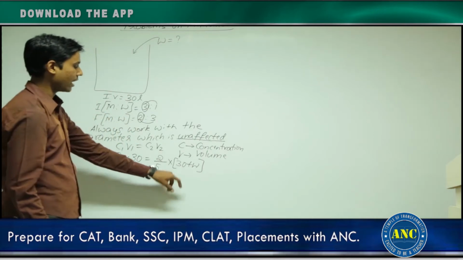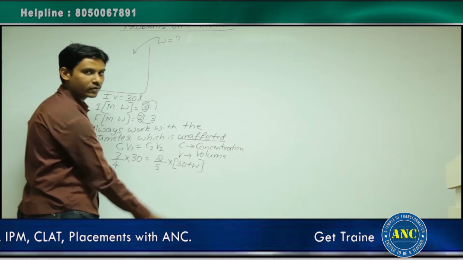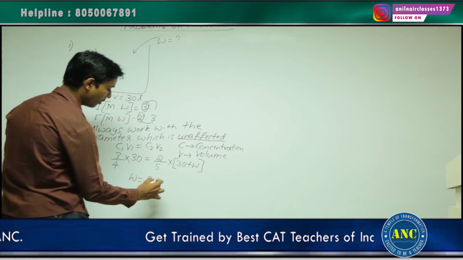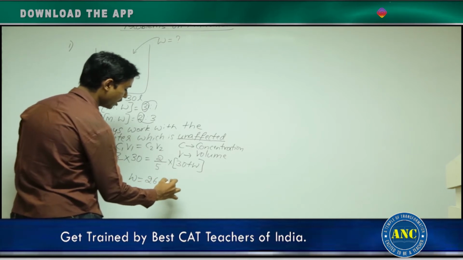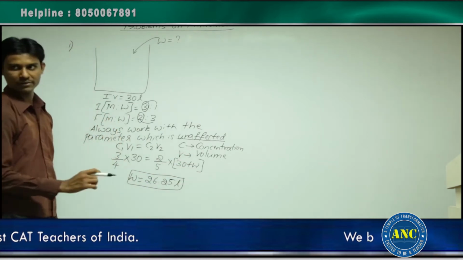You are asked to find the value of W. If you observe this equation, the only unknown variable in this equation is W. Cross multiply and simplify. You will get the value of W. W for this question is 26.25 liters. Clear with the approach?